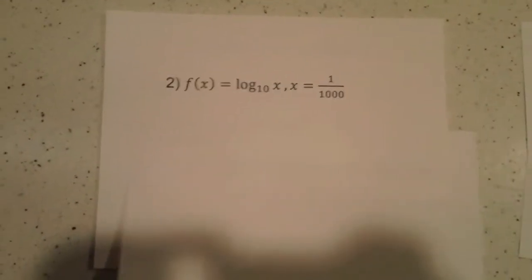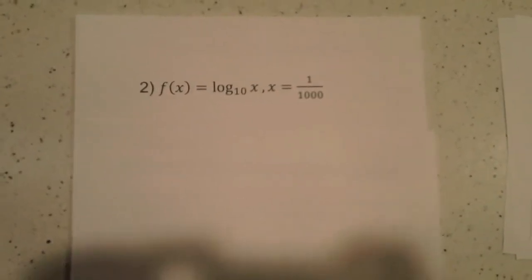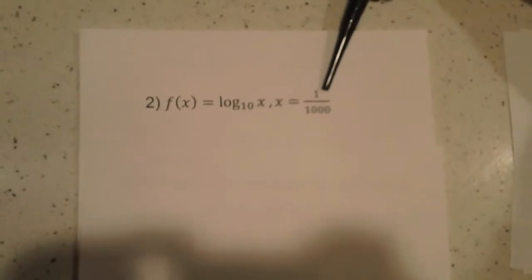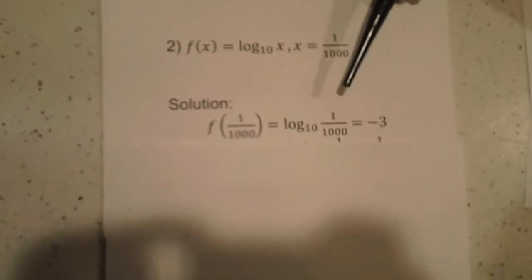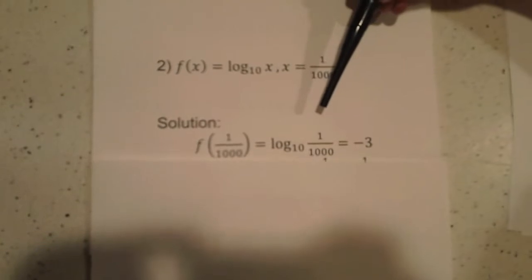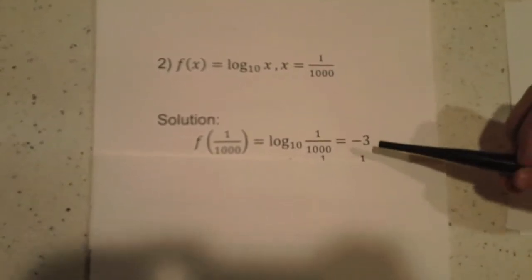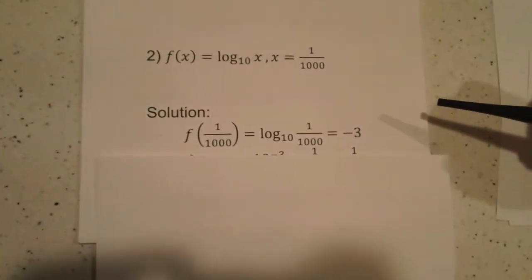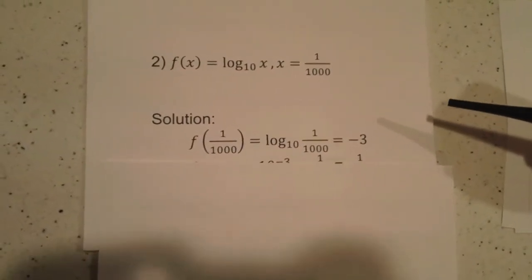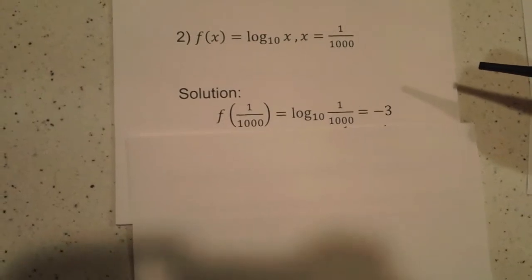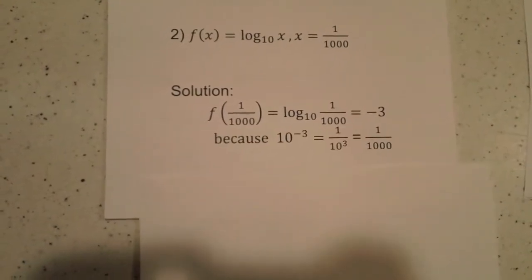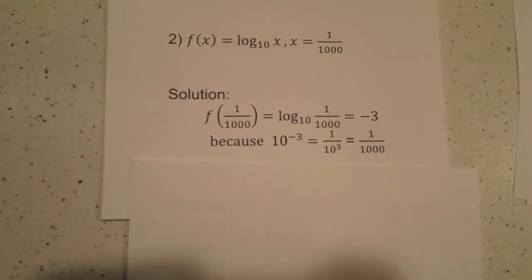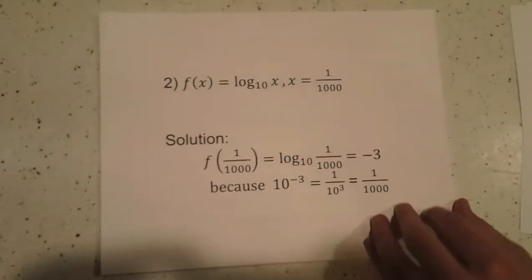Number 2. f(x) = log_10(x), where x is 1/1000. The solution: first you plug the 1/1000 in for all the x's. f(1/1000) = log_10(1/1000) = -3. This is because 10^(-3) = 1/10^3 = 1/1000.